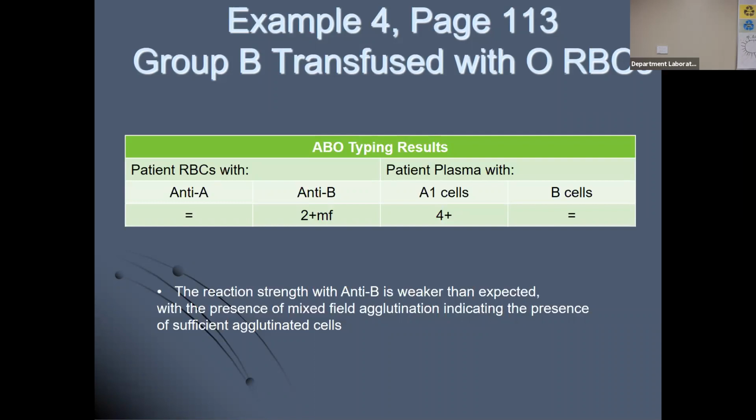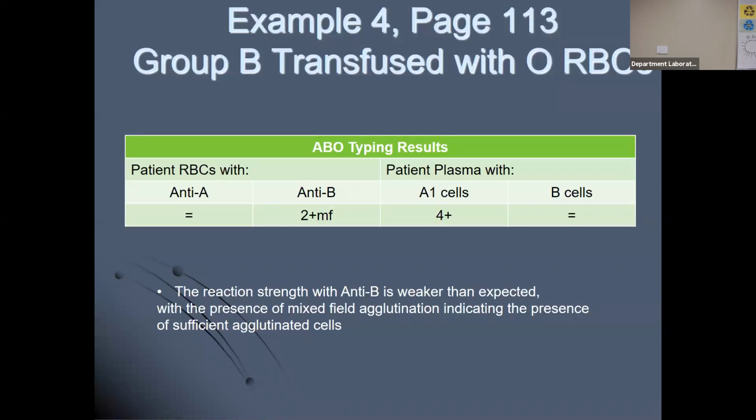So those O donor cells are now in the patient's circulation. So you have more donor cells than you do patient cells. And remember, O cells lack the A and the B antigen. So with these O cells, we're only picking up a few of our patient cells here. That's why this reaction is so weak.